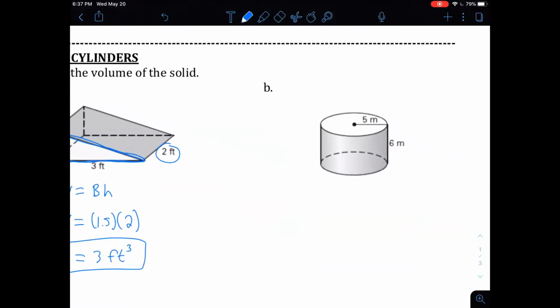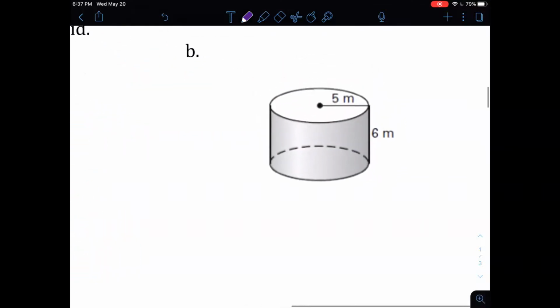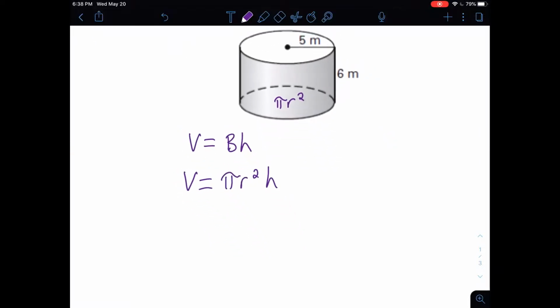All right, letter B here. This is also area of the base times the height. But the base of a cylinder is a what? What shape is it? It's a circle, and the area of a circle is pi r squared. So we're going to do pi r squared times height.